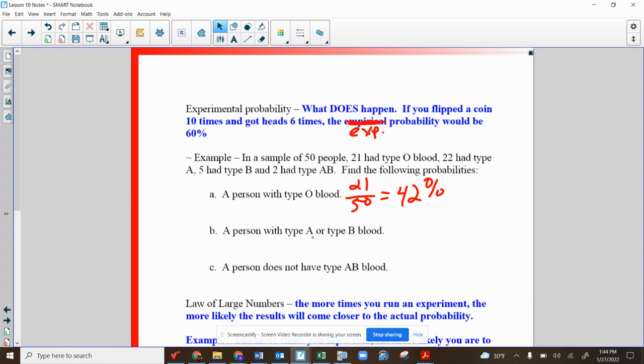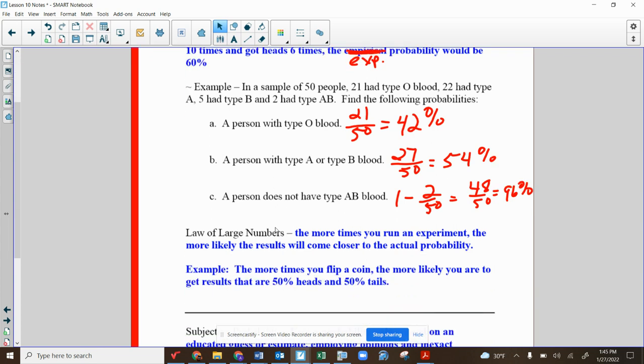A person with either type A or type B. This is not type AB. This is either A or B. So there are 22 that have A, 5 that have B, so 27 out of 50. So that would be 54%. And then a person does not have AB blood. Well, if there's 2 that do, that means there'd be 48 that don't. So that'd be 96%.